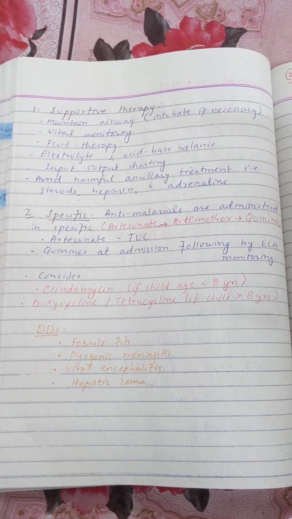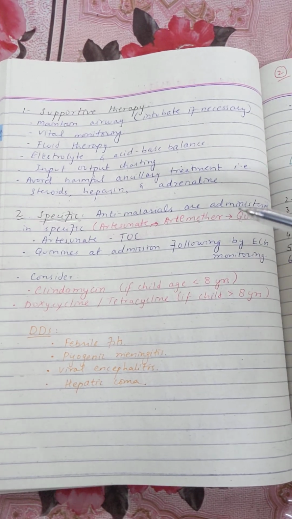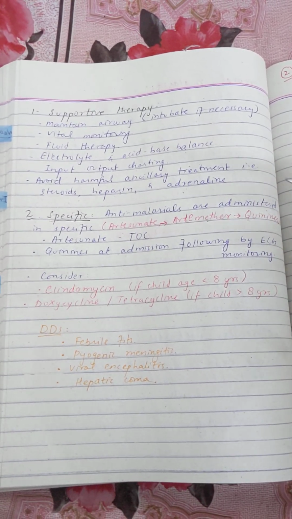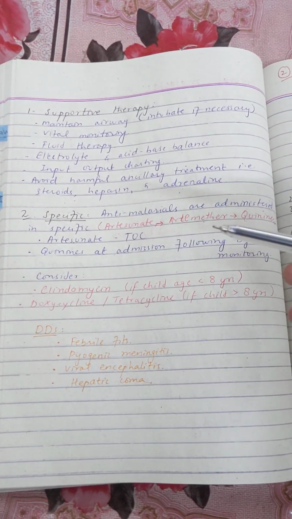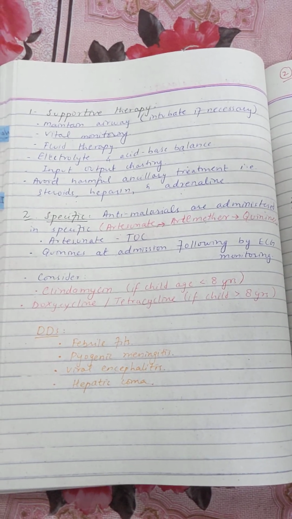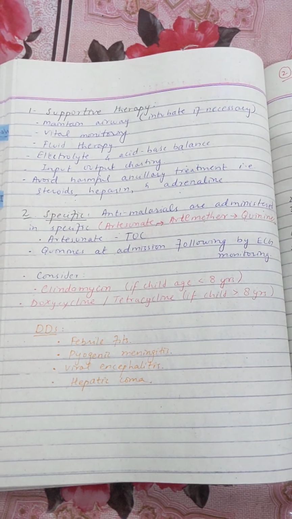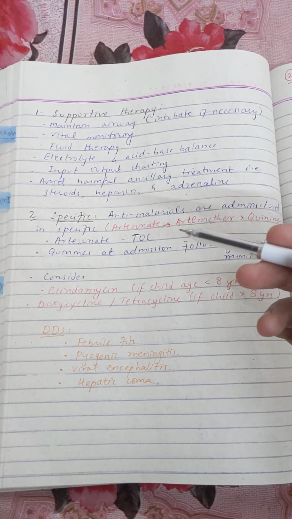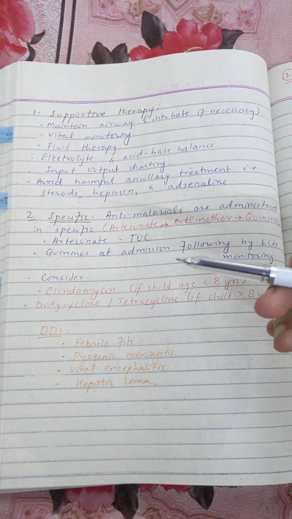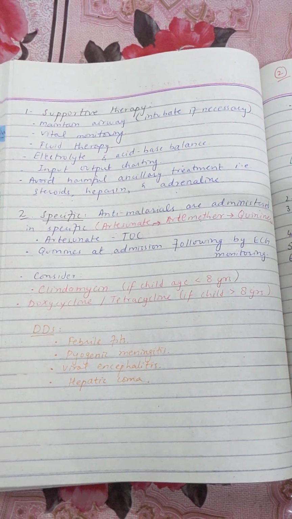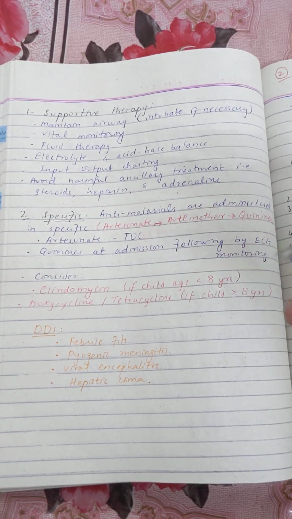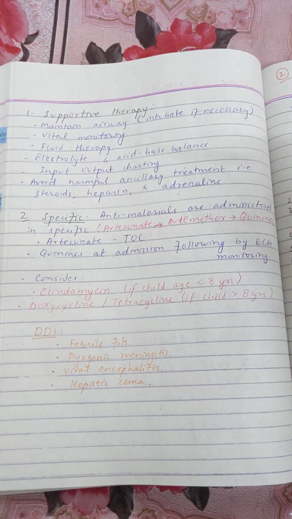Now, what is the specific treatment for cerebral malaria? These include anti-malarial drugs which are administered, and these include artesunate, artemether, and quinine. So first of all, you will start with artesunate, then you will give artemether, and at the end quinine. So the treatment of choice is artesunate, and quinine is given at admission followed by ECG monitoring because it has a disadvantage of side effects on the heart function.